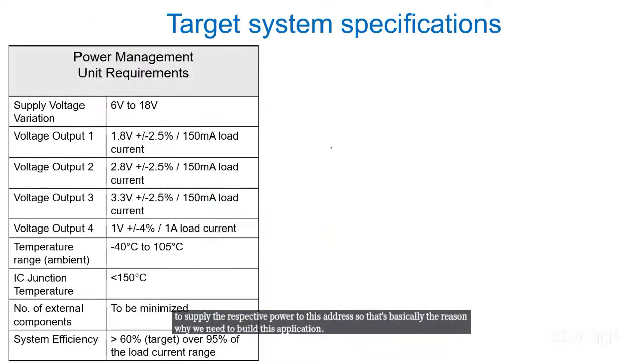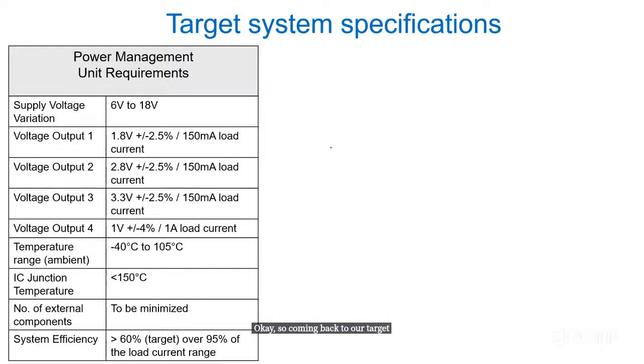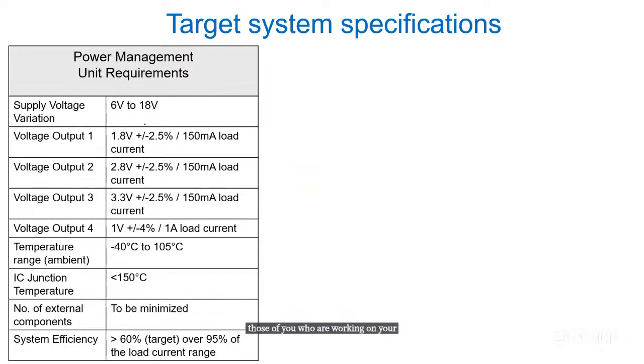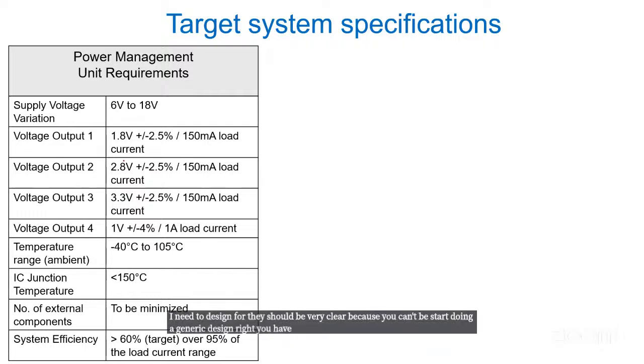Okay, so now coming back to our target, this is about identifying the electrical requirements. For those of you who are working on your PhD or some research work, this is a very important part, because every time you're working on a problem, you have to draw the boundary conditions. What exactly are the conditions that I need to design for? They should be very clear, because you can't start doing a generic design. You have to fix your boundary conditions and then design the work.